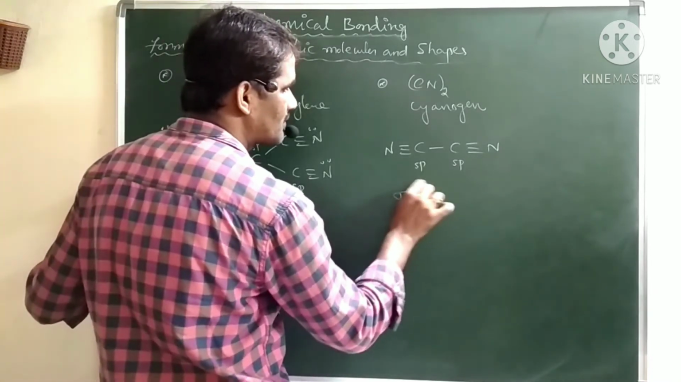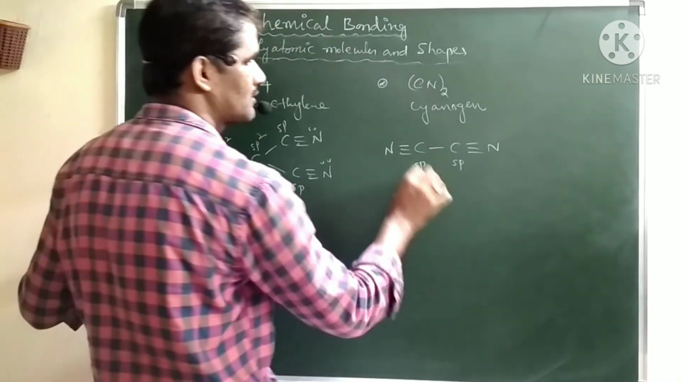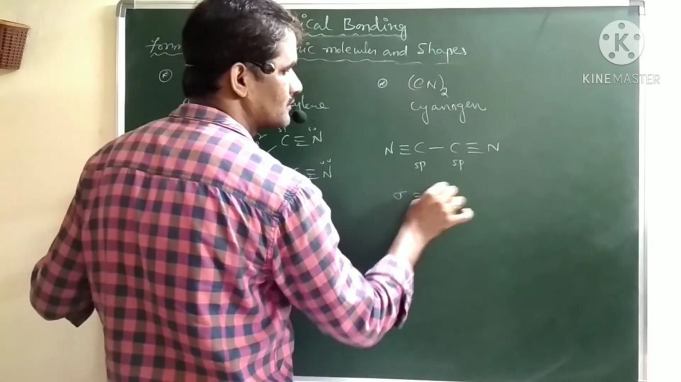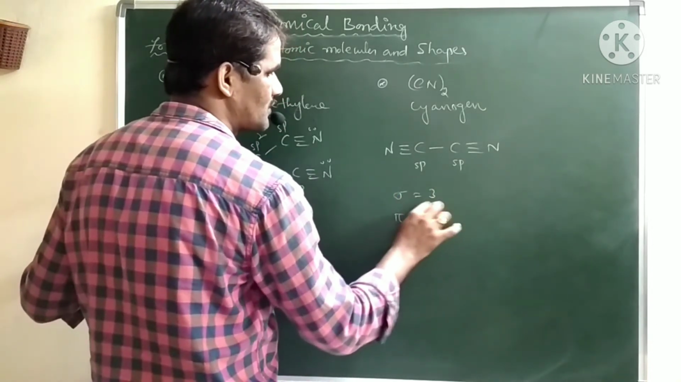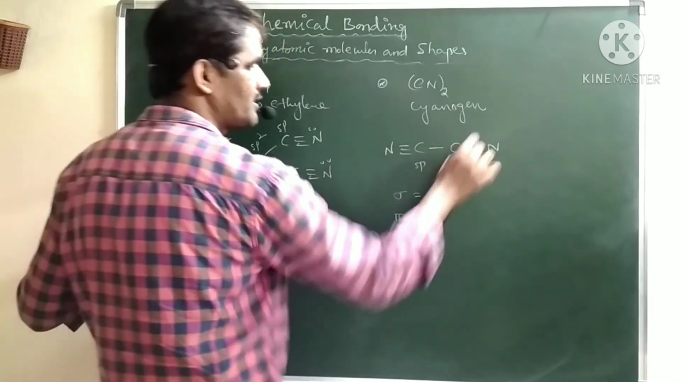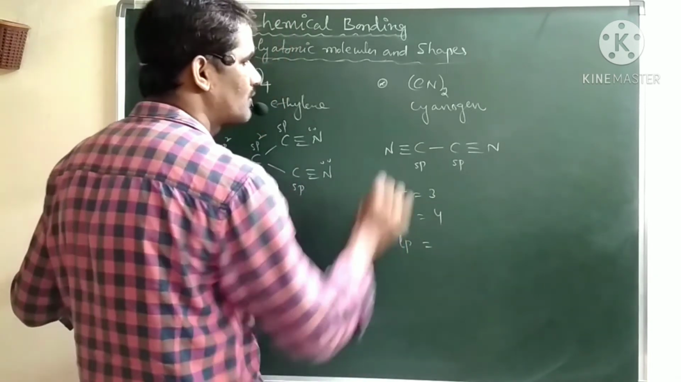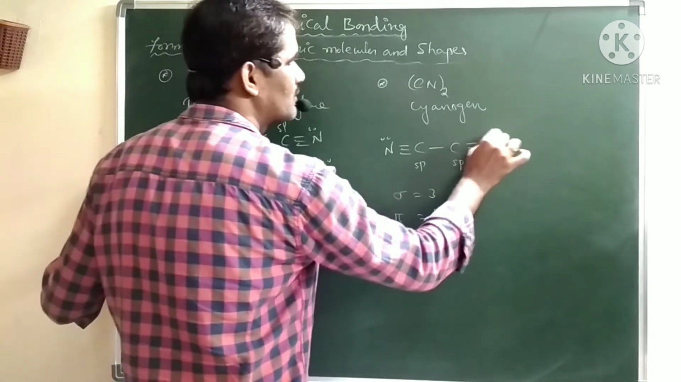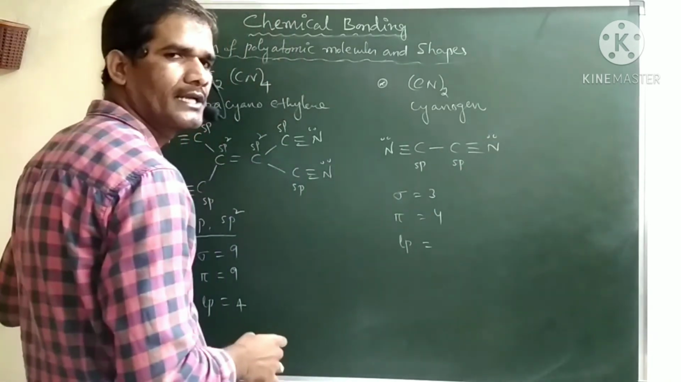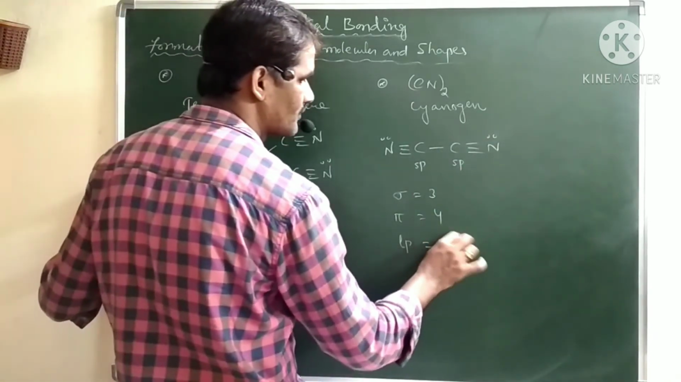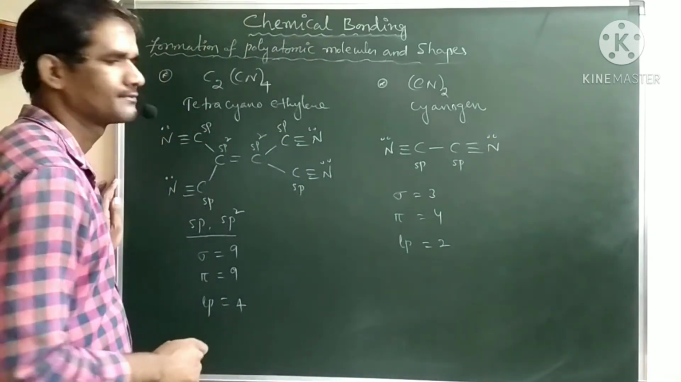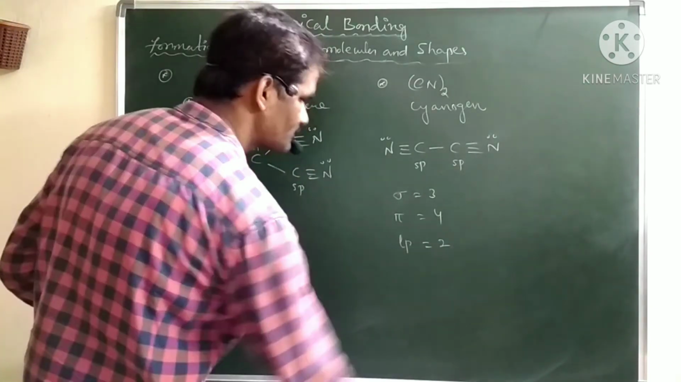Now, total number of sigma bonds in this molecule: 1, 2, 3, 3 sigma bonds, and total number of pi bonds here, 4 pi bonds. And the total number of lone pairs: here nitrogen carries 1 lone pair and this nitrogen carries 1 lone pair. So we have 2 lone pairs.